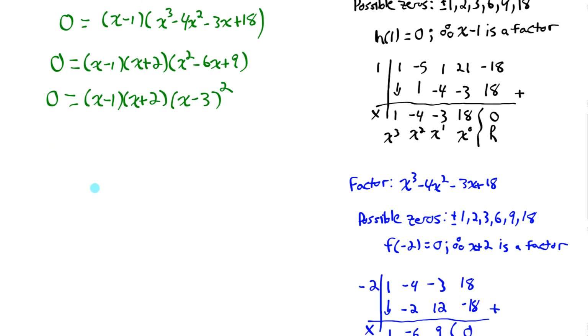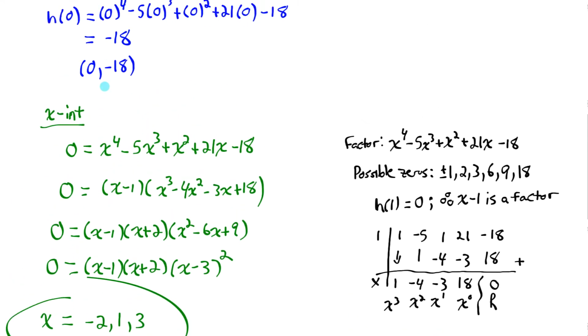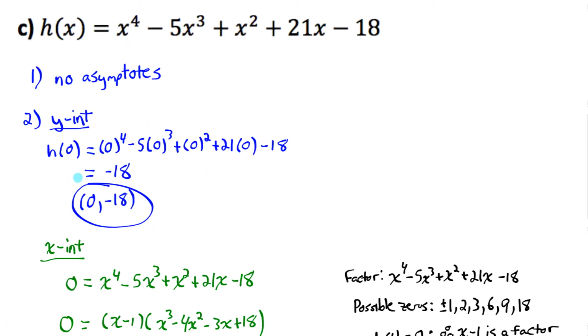Now from the fully factored form, we can pull out the x-intercepts. Well, what values of x make that product be 0? That would be any value of x that makes any of the factors be 0. So 1 makes the first factor be 0, negative 2 makes the second factor be 0, and 3 makes the third factor be 0. So those x values are the x-intercepts. I'll write them in ascending order. It was negative 2, 1, and 3. So I have 3 x-intercepts, and I've got my y-intercept. That's step 2 of the curve sketching algorithm done.